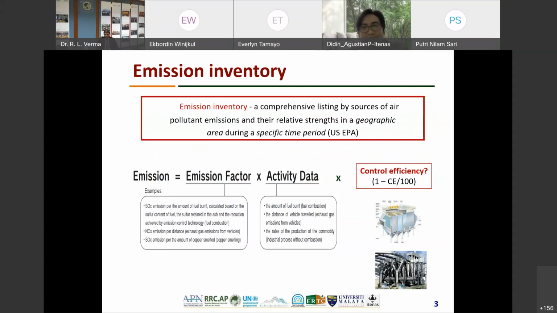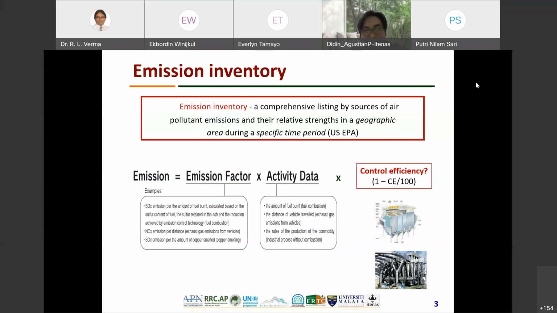Okay, so I think all of us are getting more familiar with emission inventory, as has been well presented by Dr. Ekbordin earlier. By definition, by the US EPA, an emission inventory, or EI, is a comprehensive listing by sources of air pollutant emissions and their relative strength in a geographic area during a specific time period. So we know that there are 2 important dimensions here. The first one is the spatial information, and the second one is the time.